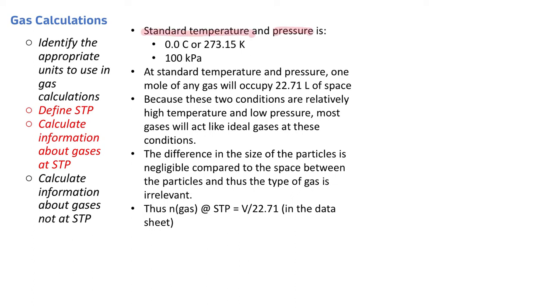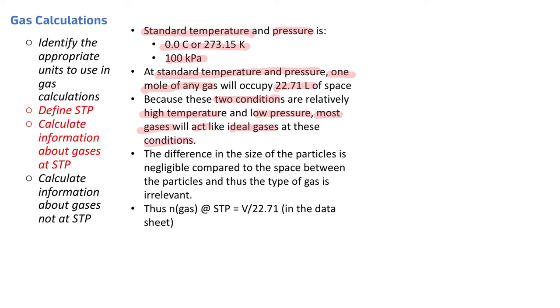Standard temperature and pressure is 0 degrees Celsius or 273.15 Kelvin and 100 kilopascals. At standard temperature and pressure, 1 mole of any gas will occupy 22.71 liters of space. Because these two conditions are relatively high temperature and low pressure, most gases will act like ideal gases at these conditions.